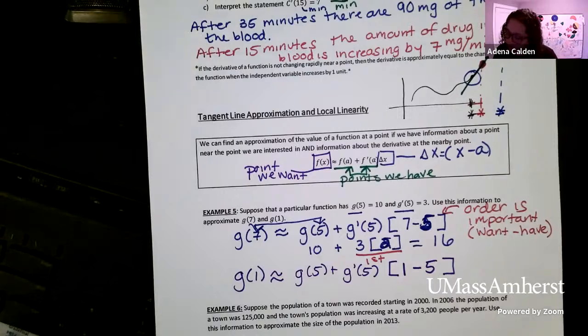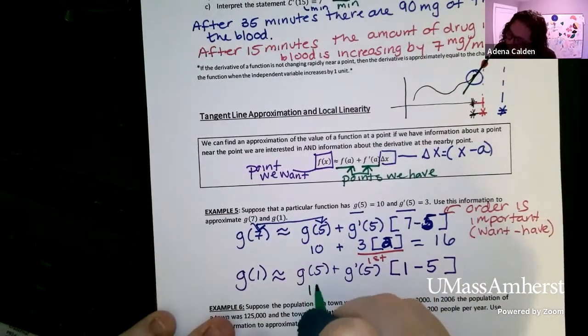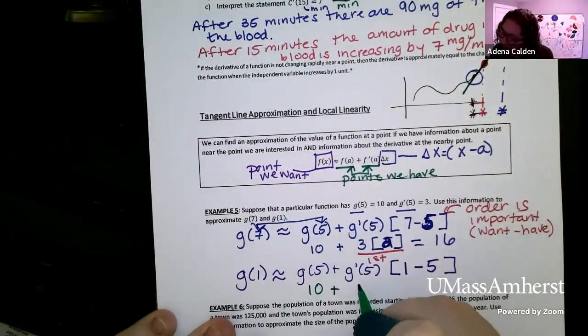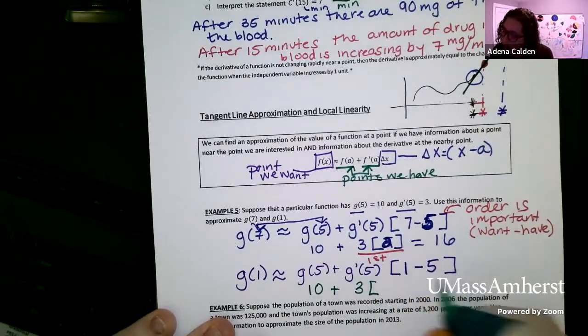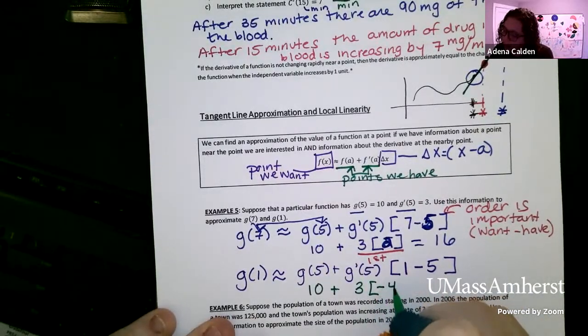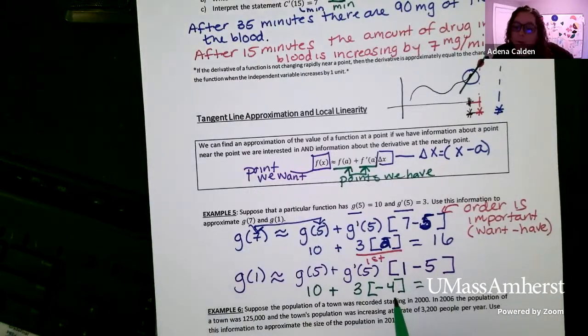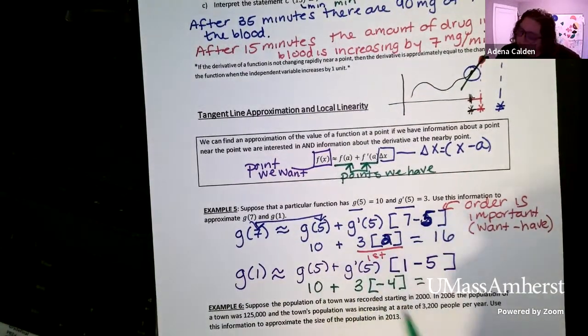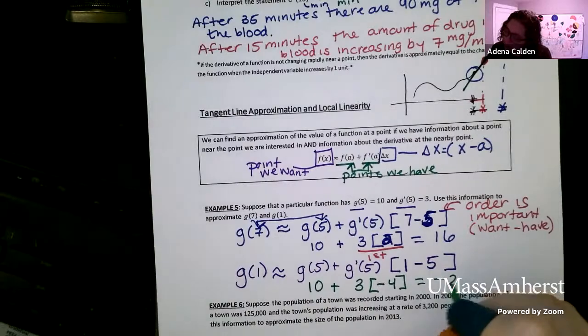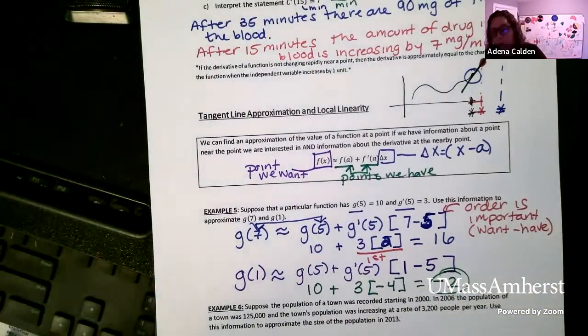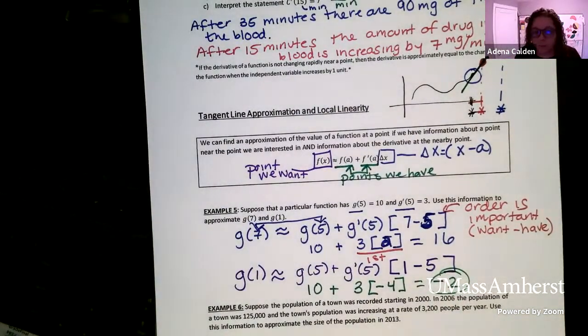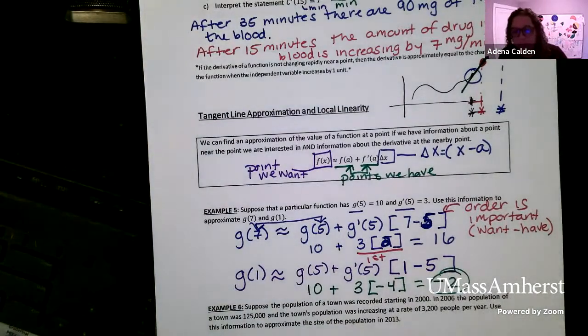So when we plug in the values, g of 5 is 10, g prime of 5 was 3. Now we do 1 minus 5, which is negative 4. And again, we want to make sure we crunch this number first. So 3 times negative 4 is negative 12, plus 10 is going to give me negative 2. So our approximation for g of 1 is going to be negative 2.